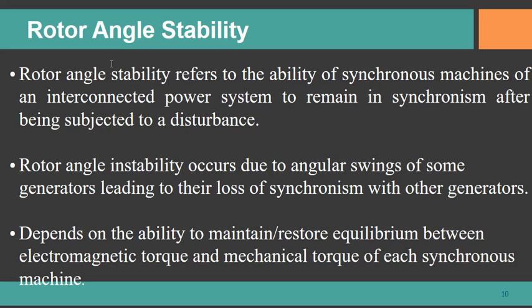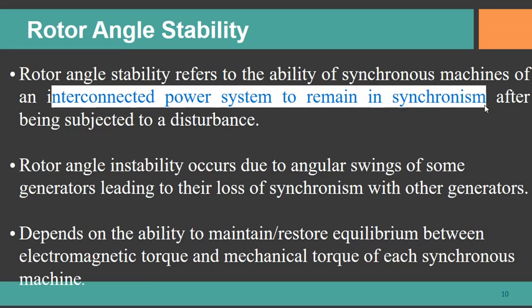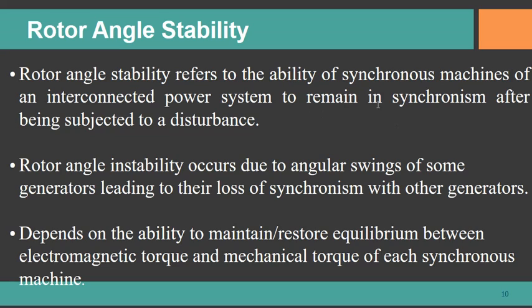Now we'll see about the rotor angle stability. Rotor angle stability refers to the ability of the synchronous machines of an interconnected power system to remain in synchronism after being subjected to a disturbance. That means it is related to the generator side. So it's the ability of the synchronous machines of an interconnected power system to regain or remain in synchronism after being subjected to some disturbances.